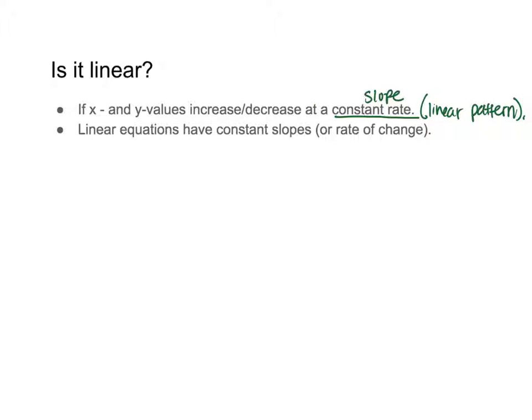Linear equations have a constant slope or rate of change. That's just saying that linear functions have the same slope as you move through the grid or coordinate system. Okay, so we're going to take a look at one more example slide.